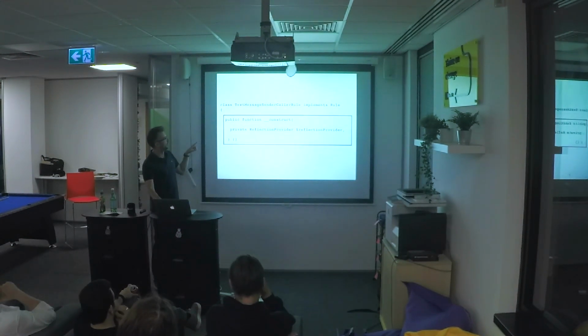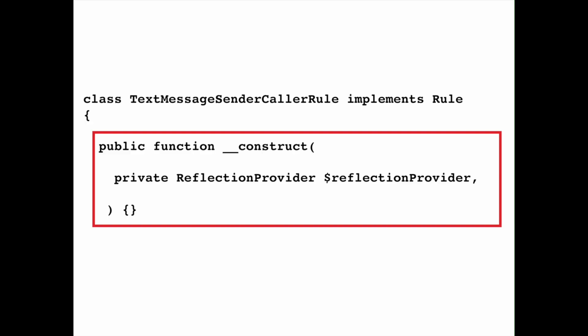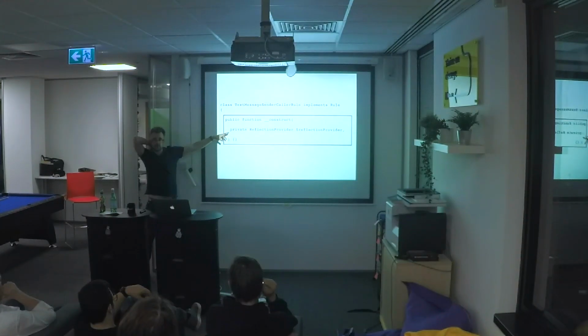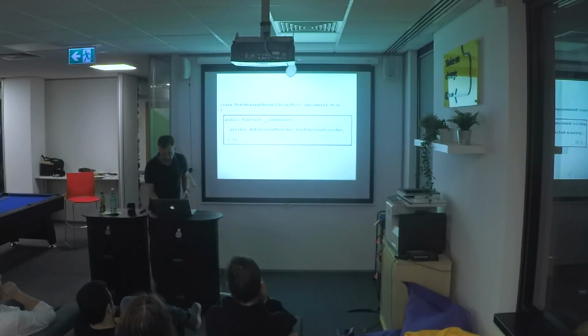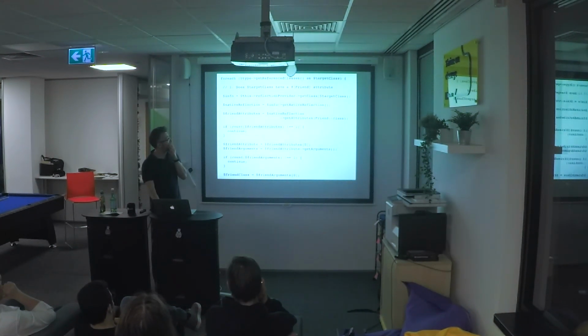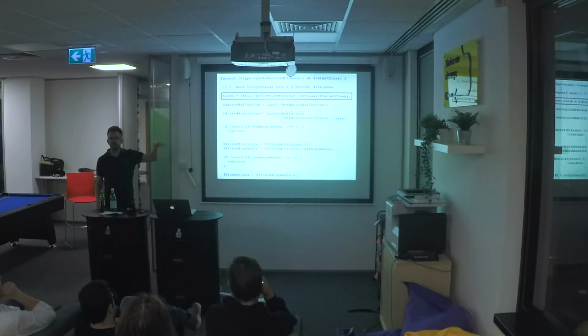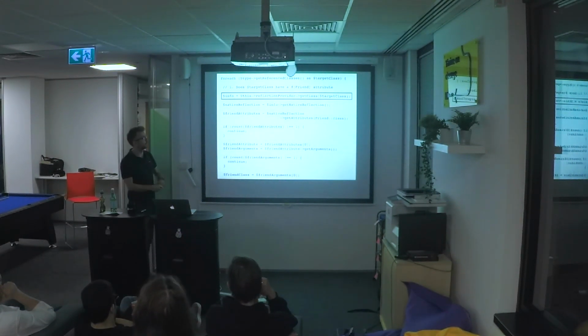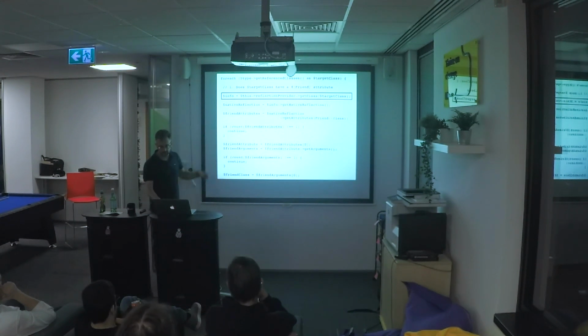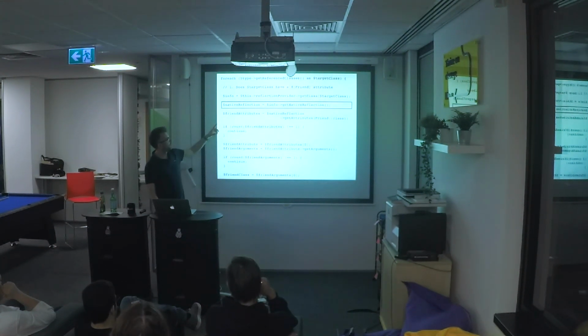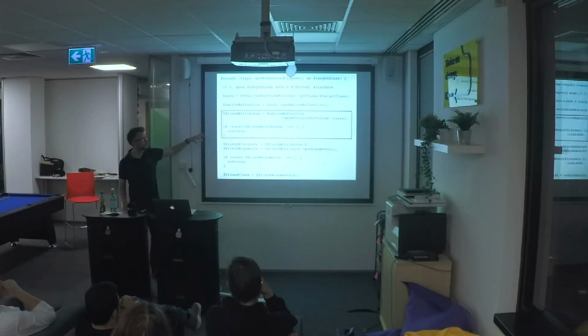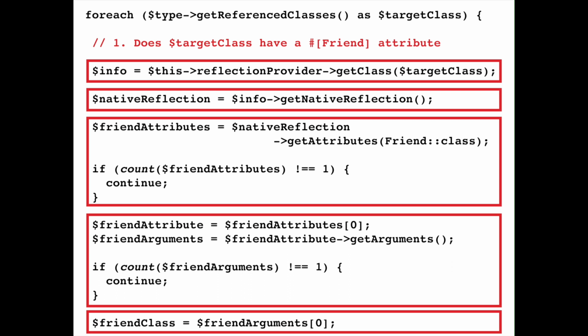So we're going to update our constructor. We're going to get rid of the things we hardwired in, and we're going to pass in something called a reflection provider. And this is something that PHPStan provides. So our first question is, does target class have a friend attribute? What we're going to do is actually go down to native PHP reflection. So we're saying, get me some information on the target class. We're actually now switching to PHP's native reflection. And then what we're doing here is we're just saying, does this target class have this attribute friend?